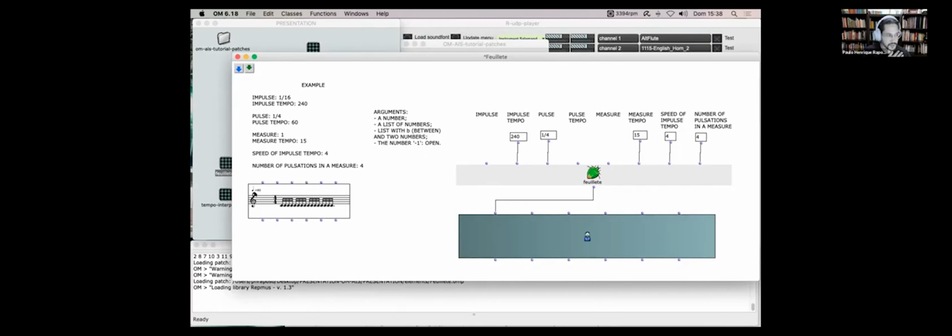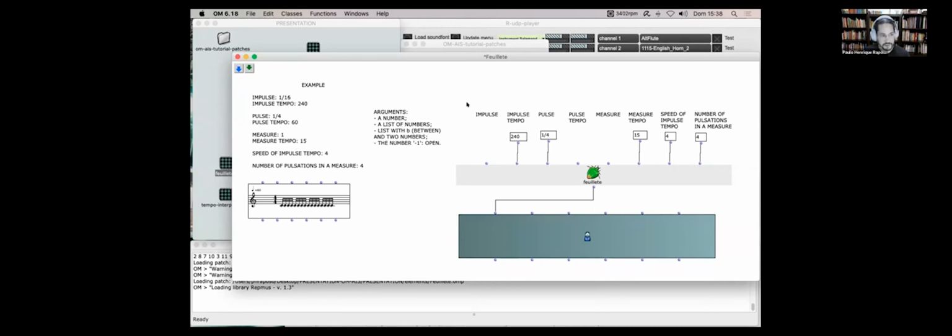So if the tempo is 60, right? We have to multiply by 4 to get the impulse tempo, because we divided by 4. And the measure tempo is divided by 4, so it's 15 beats per minute, right? So each measure has its tempo. The speed of impulse tempo and the number of pulsations in a measure. Here we have 4, right?